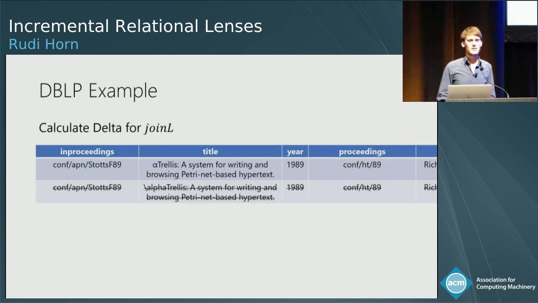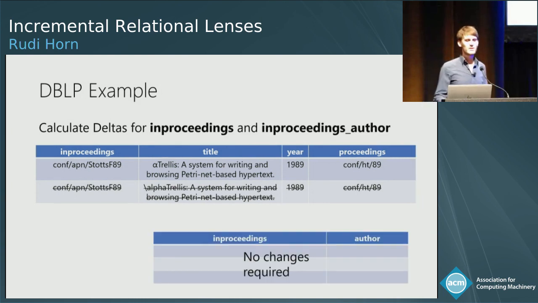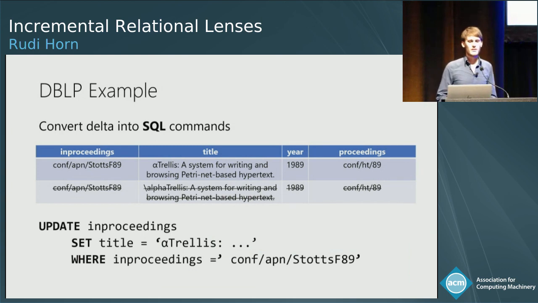So what we do instead is we calculate a change set, which in this case considers all the added and removed records. And then we translate this change set from the view to the underlying tables. And then the changes to the underlying tables can just be converted into SQL commands and executed.